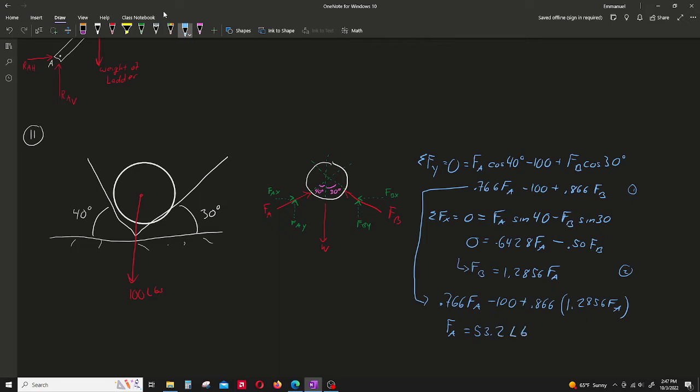And now that we've solved for FA, we can take this one here and pull it out and say that FB is equal to 1.2856 times the 53.2 that we just solved for, and FB comes out to be 68.4 pounds.